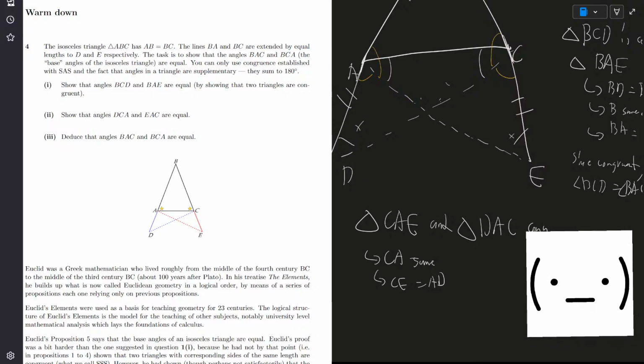Can we use a supplementary fact to prove this?